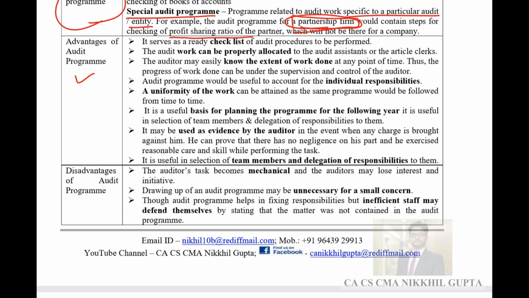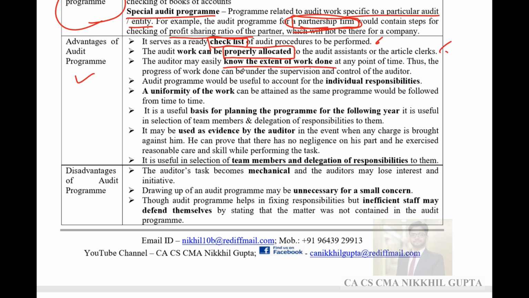Similarly, the benefits of audit programs are also similar. So what are the advantages? It is a checklist for audit procedures. So to ensure that nothing is left out, an audit program will have a checklist, and that checklist serves as proof that nothing has been left out in an audit. Audit work can be properly allocated. So you can know what work is to be done by which person. So allocation of work is done through the audit program.